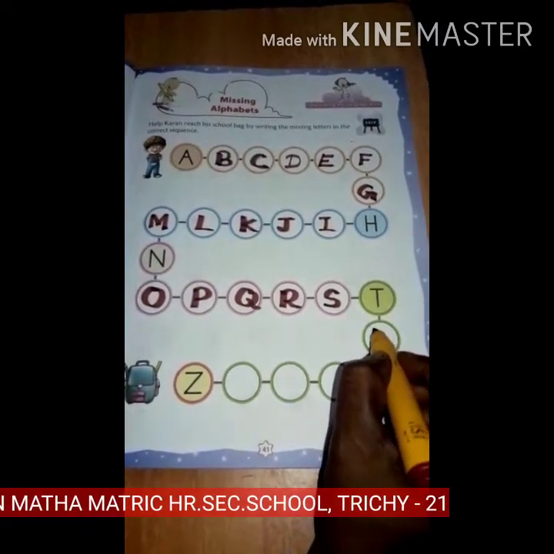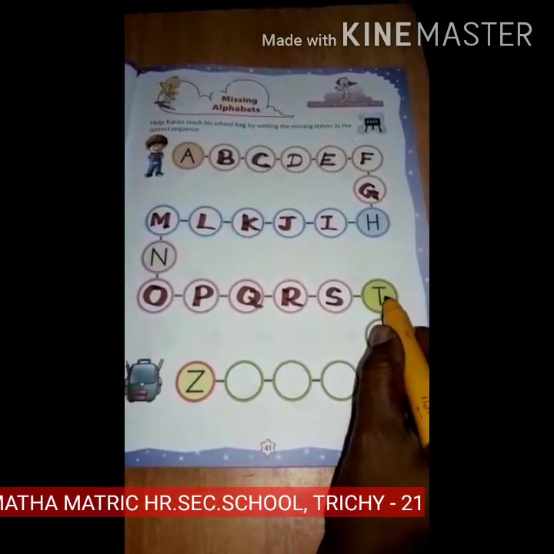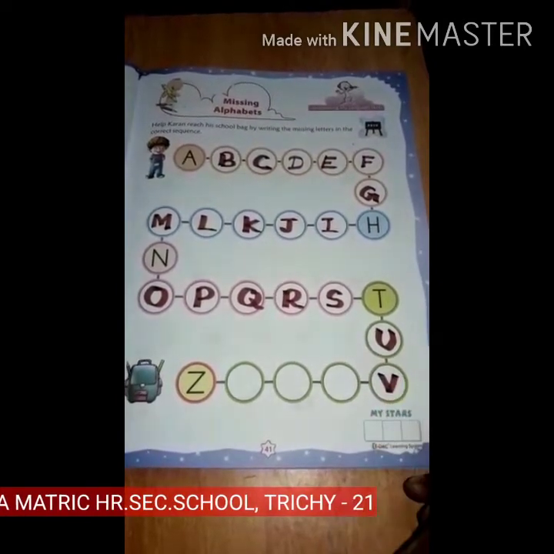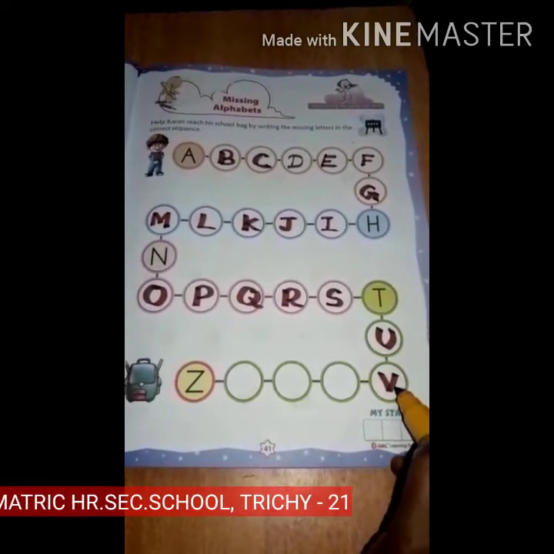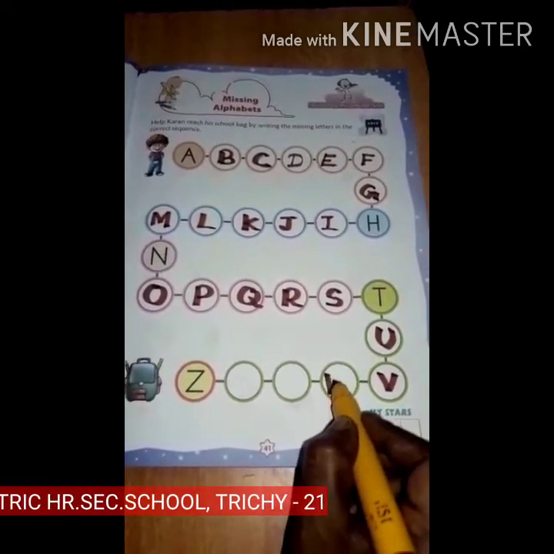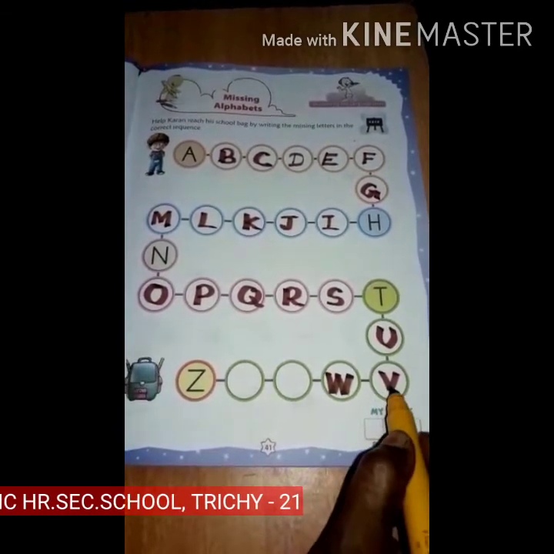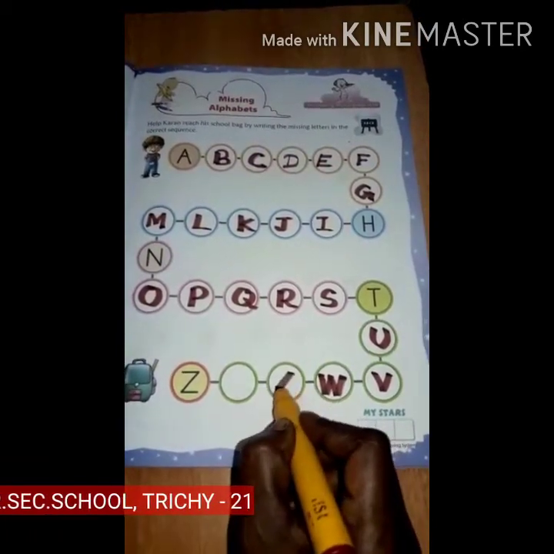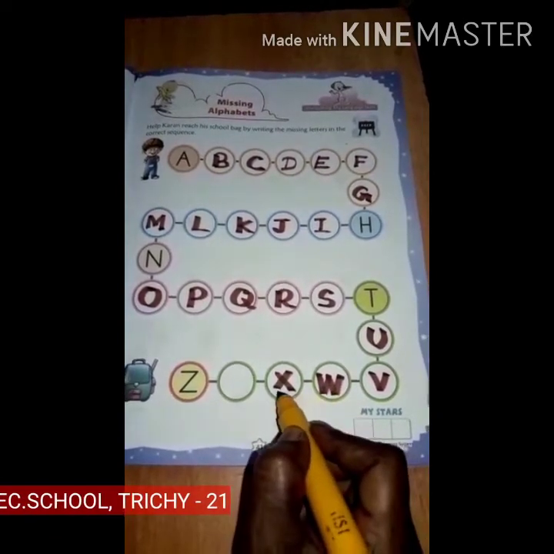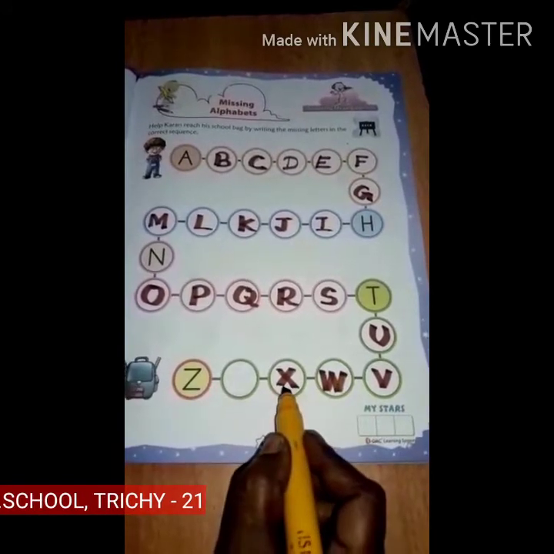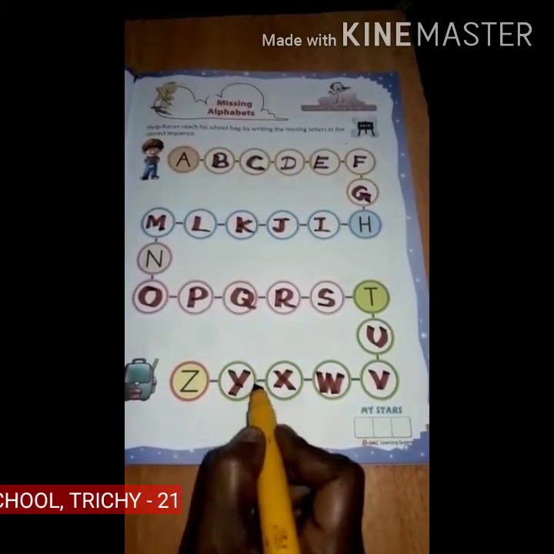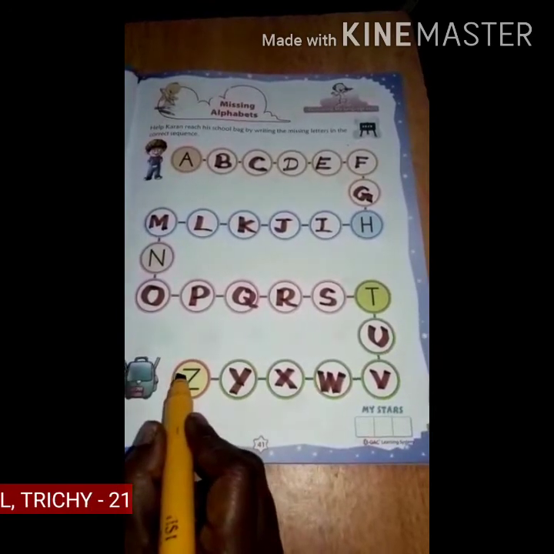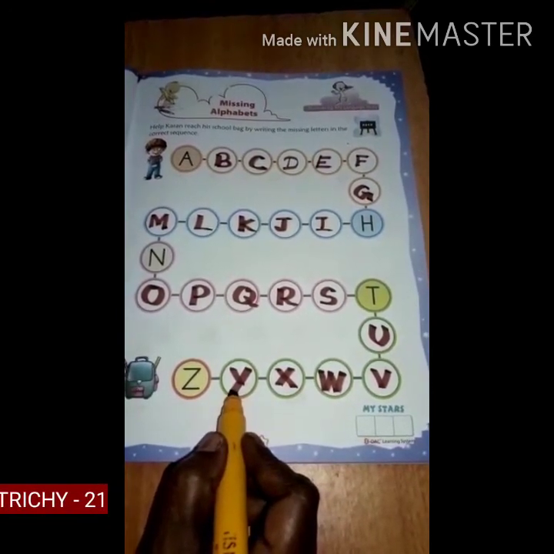After T, U. After U, V. After V, W. After W, X. After X, Y. After Y, Z.